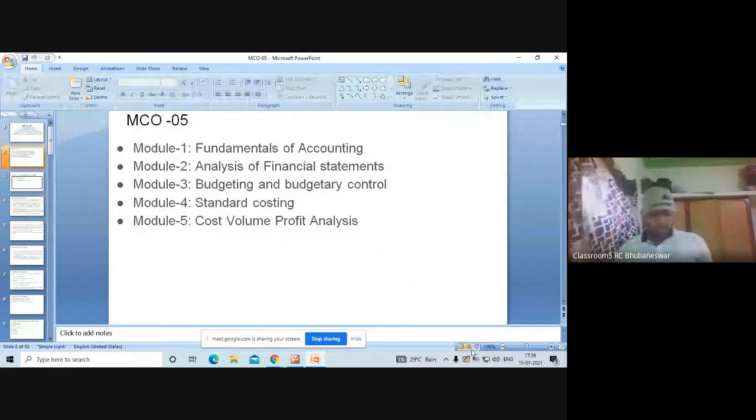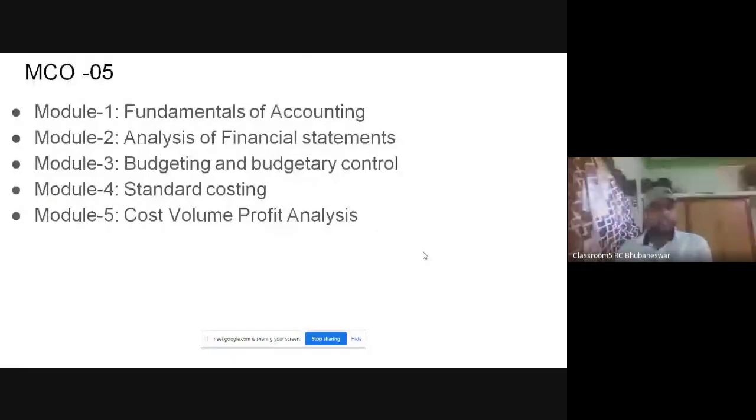So in your 5 modules, the first one is comprising the fundamentals of accounting. The second one is the analysis of financial statements. Third is relating to your budgeting and budgetary control. Then the fourth one is standard costing and variance analysis. The last one, the fifth module, will comprise the cost volume profit analysis, under which we are going to study marginal cost and break even analysis. So these are the 5 modules.